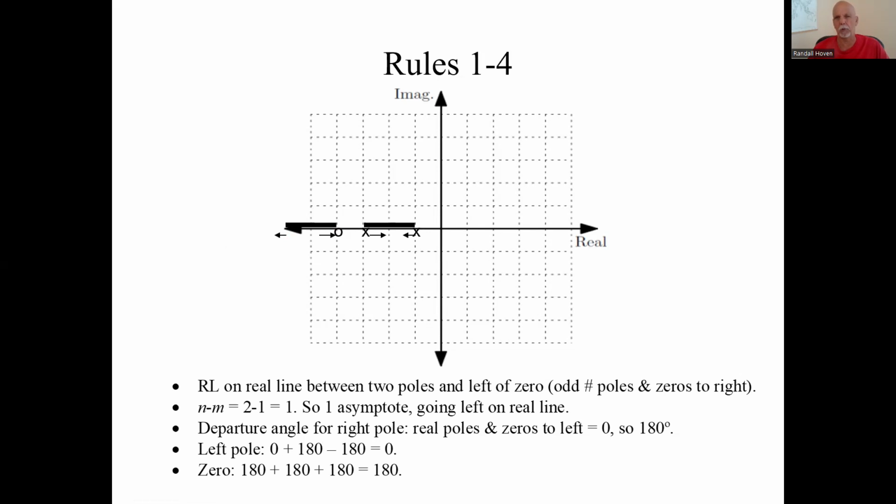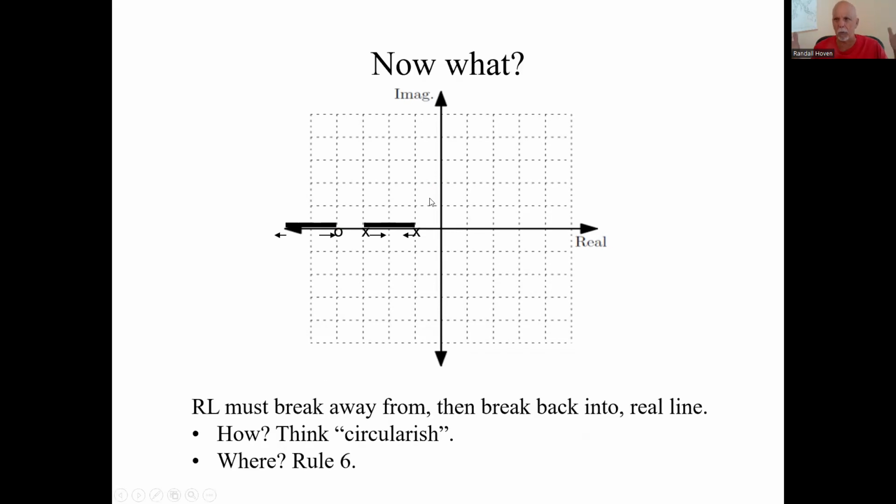What happens after rules 1 to 4? There's nothing attracting it into the right half plane, so I'm going to say rule 5 won't apply here. Now what? You've got a pole coming left here and going right here, and then coming into that zero and off to the left.